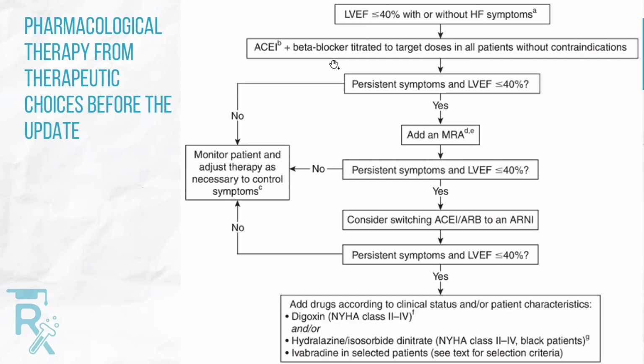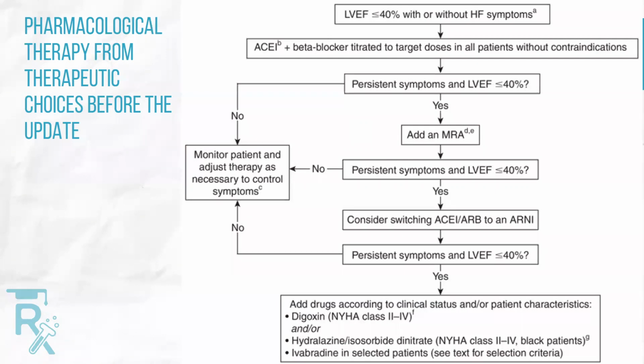ACE. Good. Also, I need to decrease the effort done by the heart. The heart already has a problem. I need to decrease the effort done by the heart. So I'm going to give what? Beta blocker. Exactly. So this is how we simply deal with heart failure. Generally, the doctor will give a low dose of ACE inhibitor plus beta blocker, and then we titrate it up according to the patient's condition.